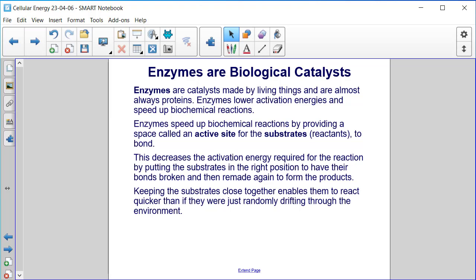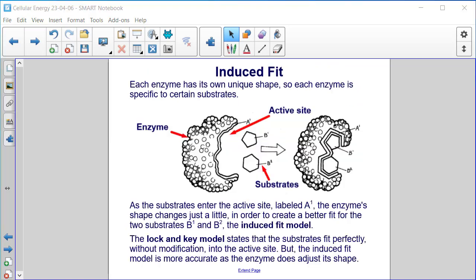Enzymes speed up biochemical reactions by providing a space called an active site for the substrates, or reactants, to bond. This decreases the activation energy required for the reaction by putting the substrates in the right position to have their bonds broken and then remade again to form the products. Keeping the substrates close together enables them to react quicker than if they were just randomly drifting through the environment.